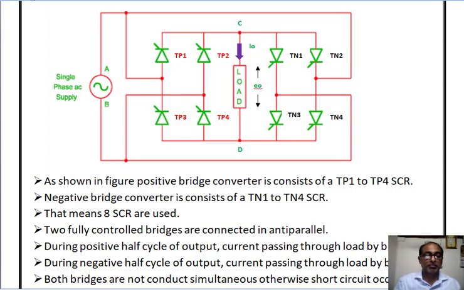Bridge type step-up cycloconverter. Now as shown in this figure, the positive bridge converter consists of SCRs TP1, TP2, TP3 and TP4. Similarly, the negative bridge consists of SCRs TN1, TN2, TN3 and TN4. That means 8 SCRs are used in this type of cycloconverter.